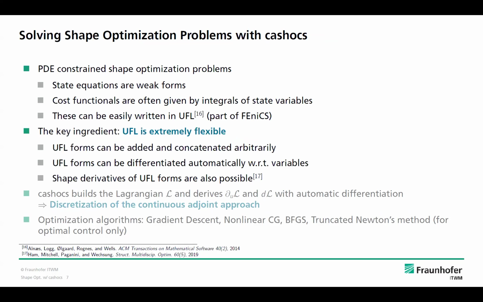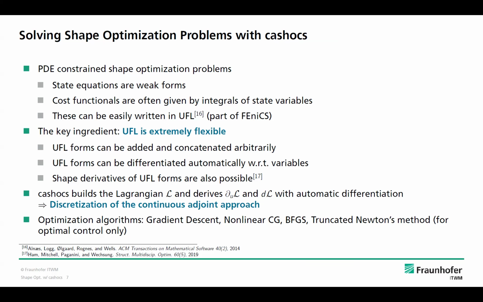And the most important part is that UFL is so extremely flexible, at least for my purposes, I found. You can add UFL forms, you can concatenate them really nicely. And what's important, you can differentiate them, which is great to solve nonlinear problems, but also great to derive adjoint equations. And basically what cashocs does is it builds on top of that. You supply your forms for defining your problem. And then in the background, there will be an implementation of the continuous adjoint approach, building that Lagrangian and differentiating it to get all the forms you need for your problem.